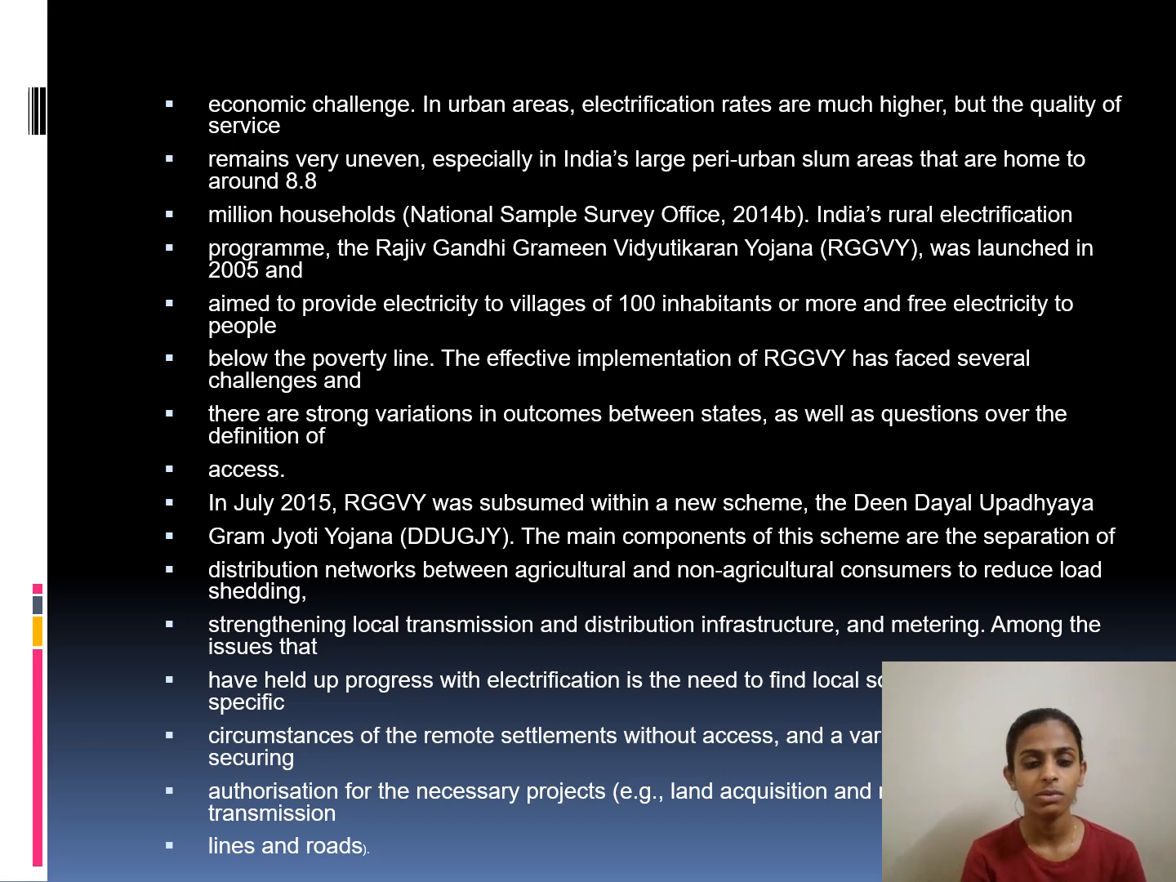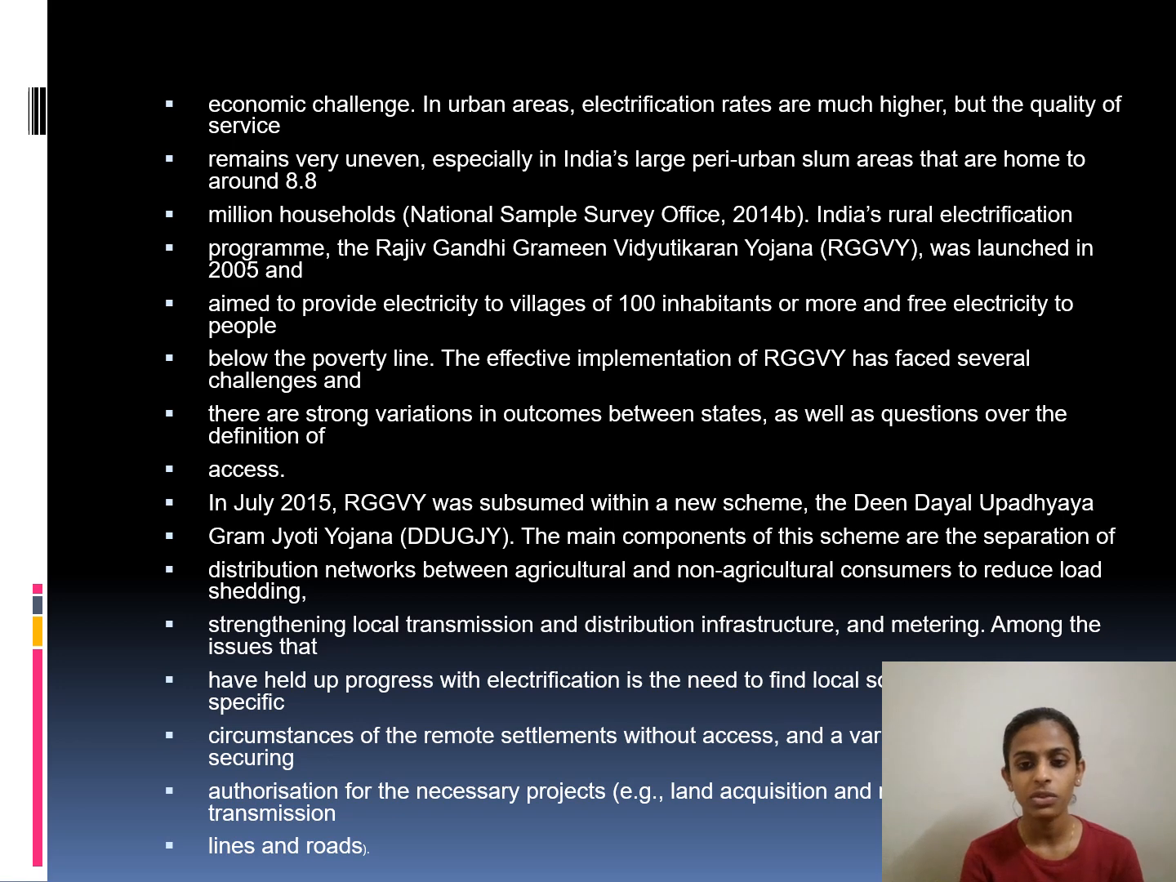India's rural electrification program, the Rajiv Gandhi Grameen Vidyutikaran Yojana, was launched in 2005 and aimed to provide electricity to villages of 100 inhabitants or more and free electricity to people below the poverty line. The effective implementation of RGGVY has faced several challenges, and there are strong variations in outcome between states as well as questions over the definition of access. In July 2015, RGGVY was subsumed within a new scheme, the Deen Dayal Upadhyaya Gram Jyoti Yojana.